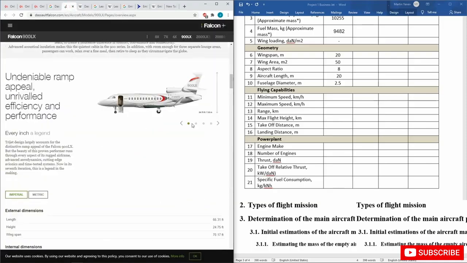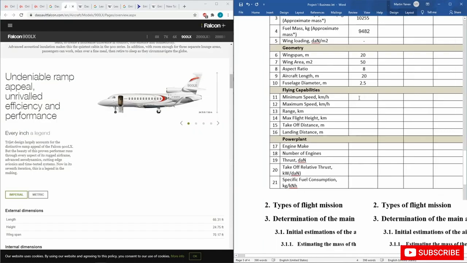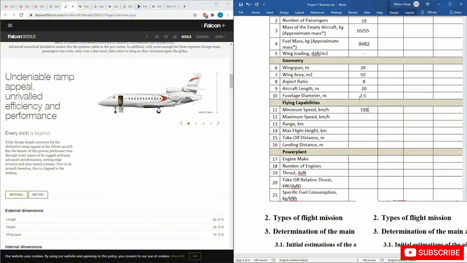Okay, in here obviously you can find drawings and also recorded data, so I just took it, and if it was recorded in feet, I just re-estimated it. So the minimum speed here is 158 kilometers per hour, then the maximum is 950. The range of this aircraft is 7,400. The maximum flight height, I couldn't find it, so I will just write a dash here. Then the takeoff distance was about 1,560. The landing distance was 715.